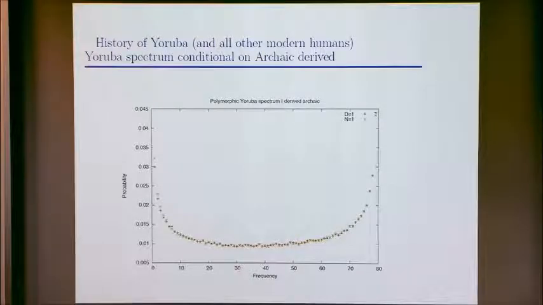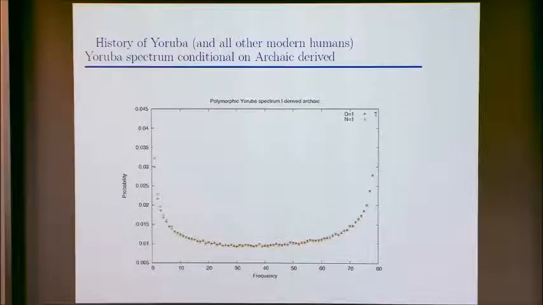Conditional on a single archaic derived allele, that's either Neanderthal or Denisova, and you get this extremely symmetric U-shaped curve. The first thing to say is that there seems to be absolutely no difference between whether you condition on the Denisova fossil or the Neanderthal.